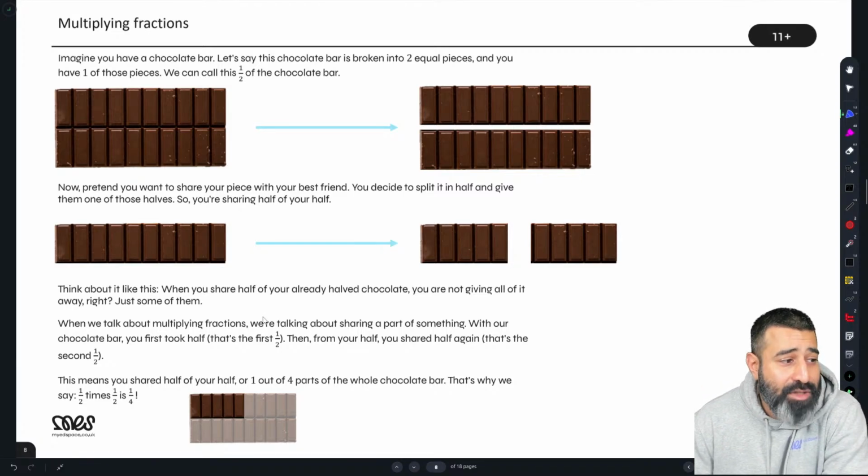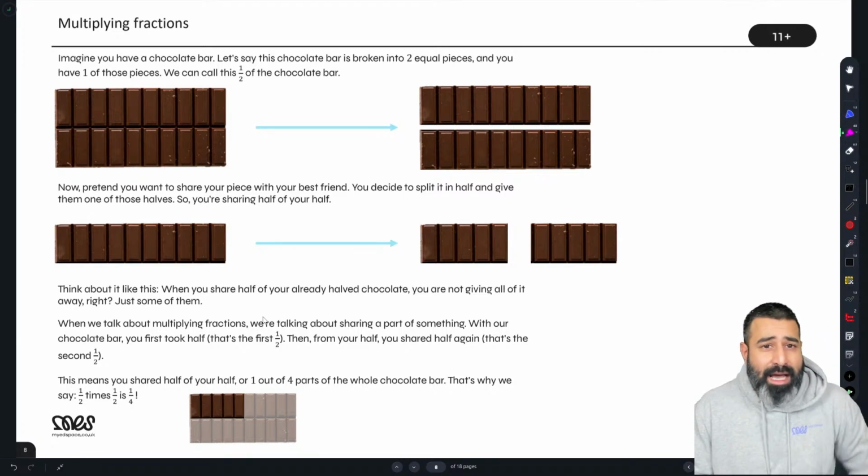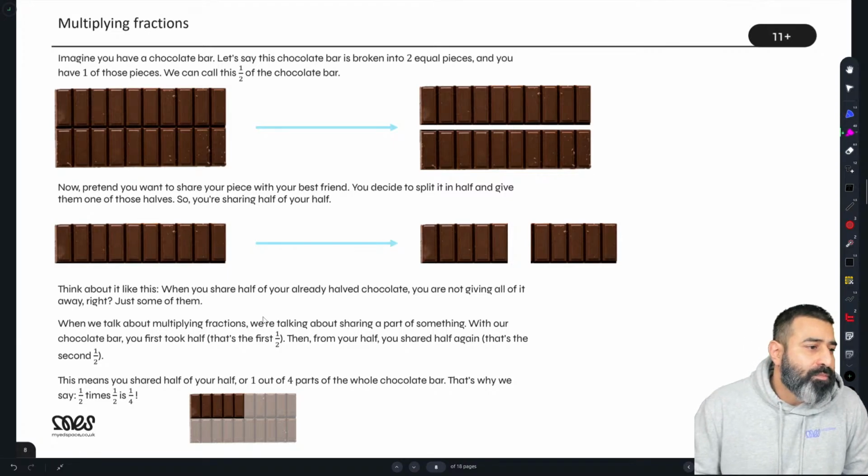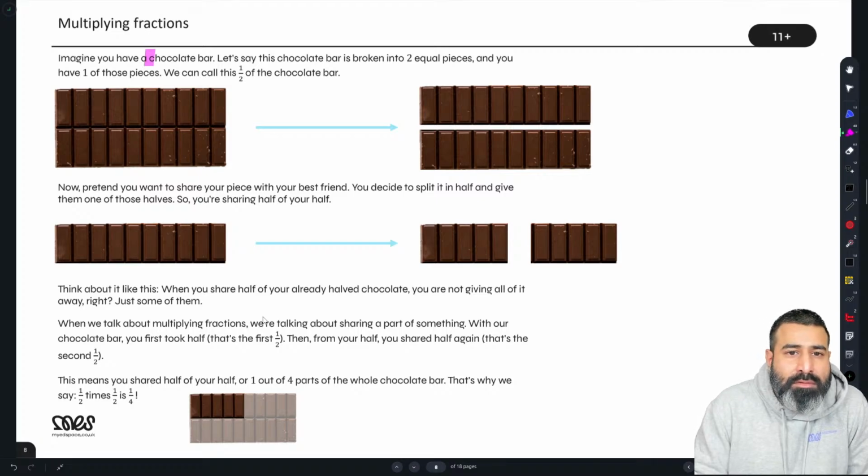So, imagine we have a chocolate bar. What chocolate bar do we have? Tell me in the chat. What chocolate bar do we have? My favorite is probably a Kinder Bueno.